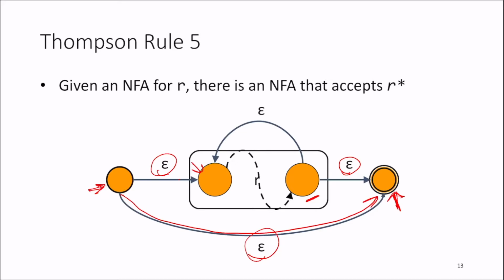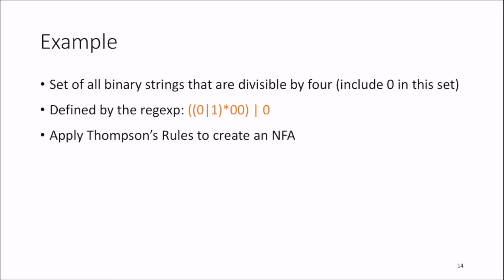So it'll accept the empty string, and it'll accept all of the strings that were in the language of R once, or twice, or three times. Every time I take this loop back, I can take another copy, another string that belongs to the language of R. I can make another one, and so on.